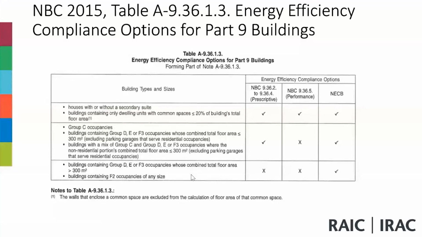If the National Energy Conservation Code is not adopted, then you don't have any provisions related to Group D, E, and F3 of greater than 300 square meters, and buildings containing F2 occupancies of any size. You need to make sure that the National Energy Conservation Code is applied in your province. But based on references from the National Building Code, the National Energy Conservation Code is referenced, so you would be using it.